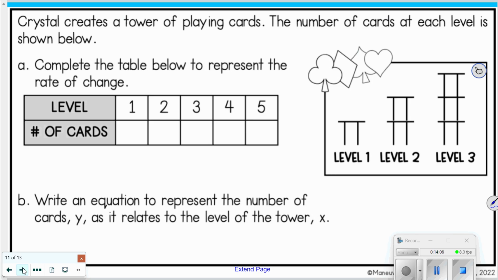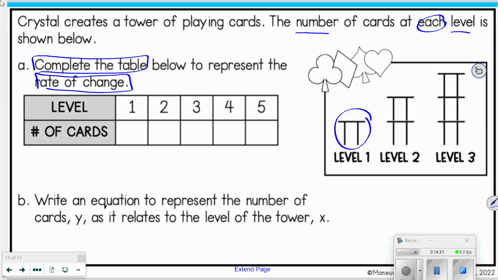Our next one, Crystal creates a tower of playing cards. The number of cards of each level is shown below. Complete the table below to represent the rate of change. So if I look at my picture, you actually have to count. I can see I have 1, 2, 3 cards. So at one level there were 3 cards. As I go up, it's now 1, 2, 3, 4, 5, 6. At 3, it's 1, 2, 3, 4, 5, 6, 7, 8, 9 cards.